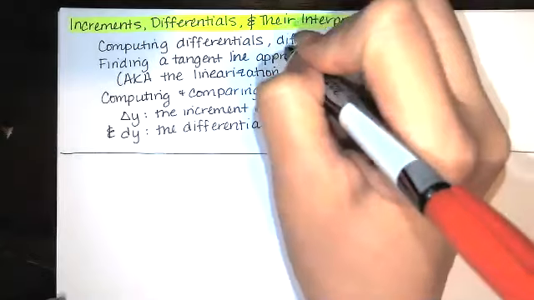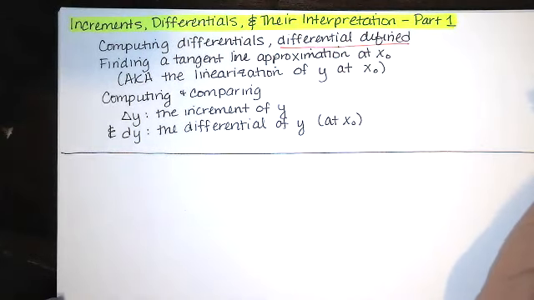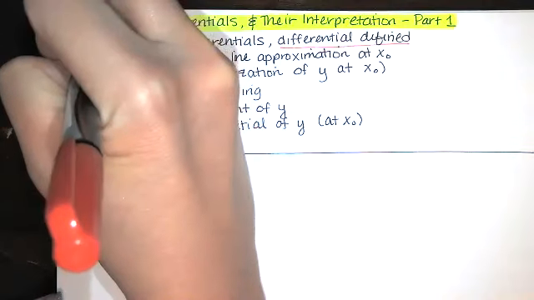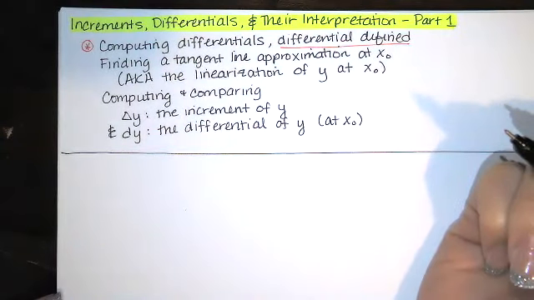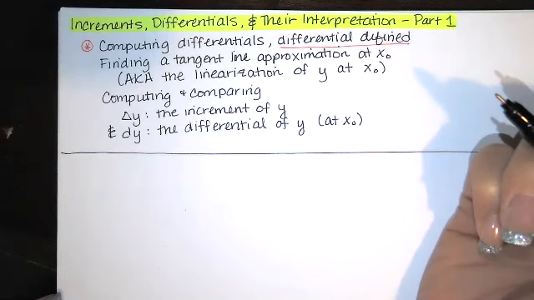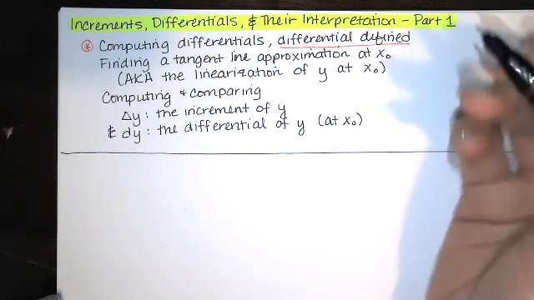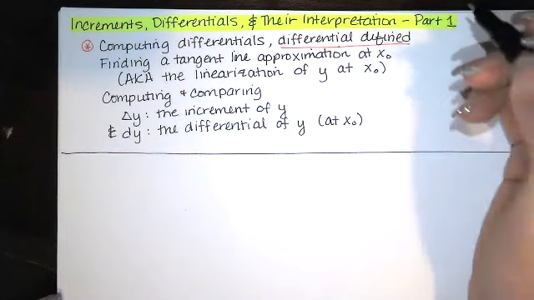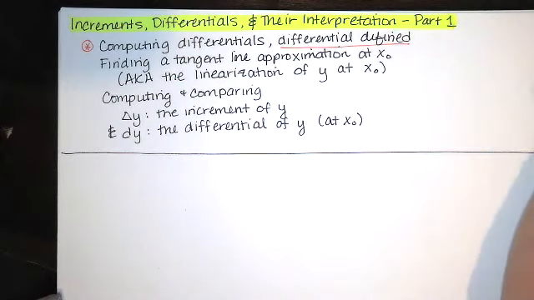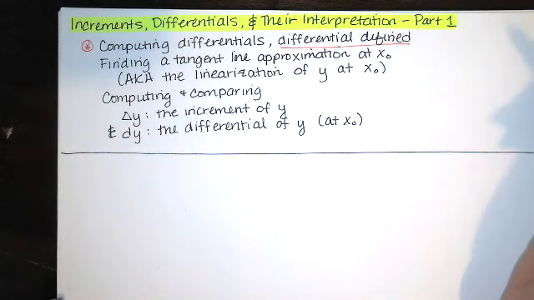So we'll define differential for you. And then once we know what a differential is, we'll compute differentials. Then we'll review a little bit by finding the tangent line approximation to a function at x equals x naught. This is also known as the linearization of y at x equals x naught. This is just computing the tangent line, but we're going to look at it differently. We're going to use the tangent line as an approximation to the function.